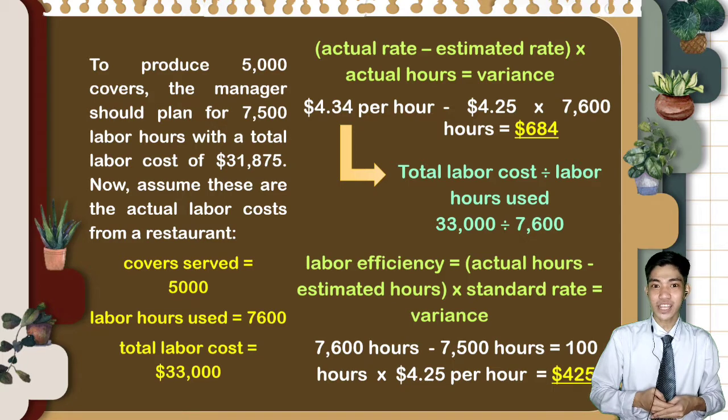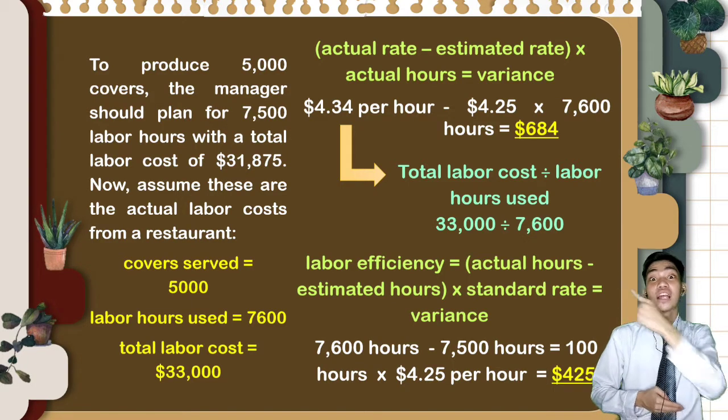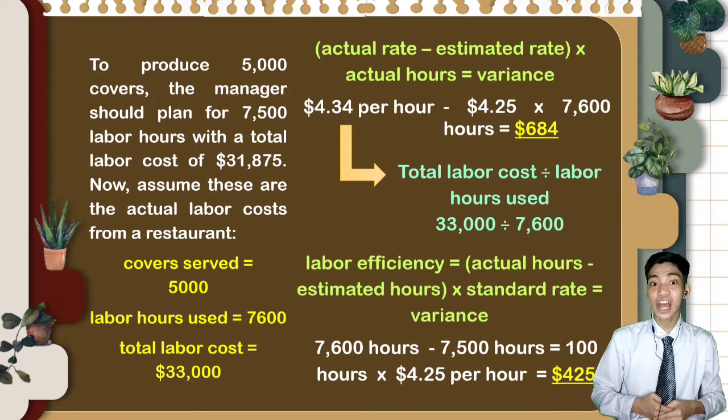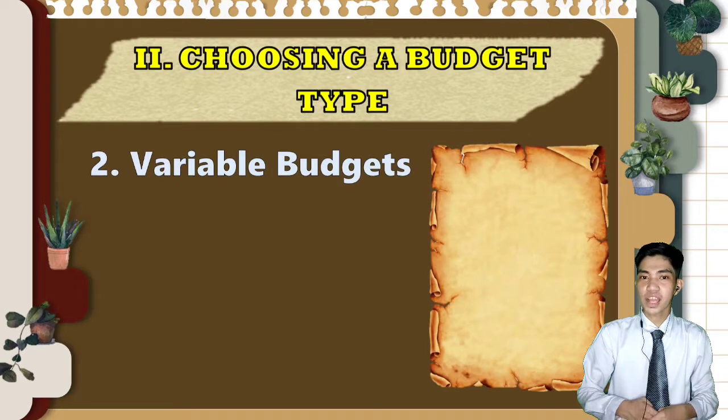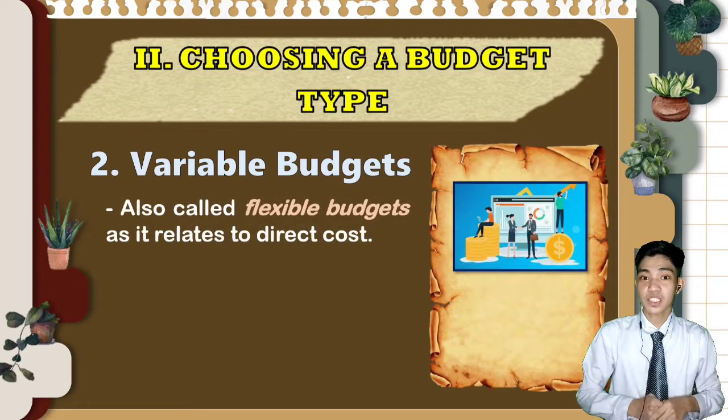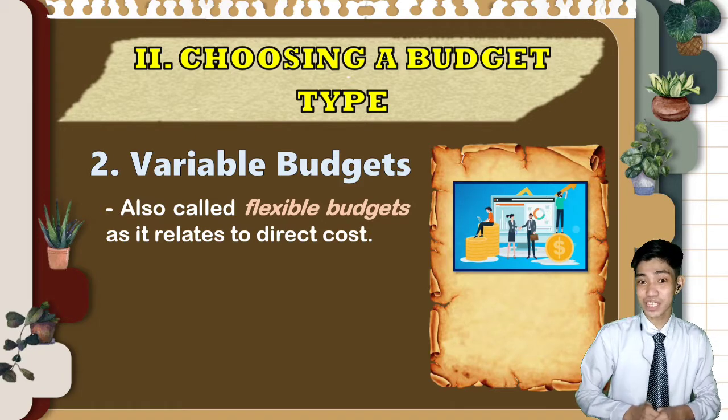So with this calculation na makikita nyo dito, the management can fully understand how the variance happen and work to avoid repeating mistakes. The second type class is what we call the variable budgets. So this is also called a flexible budget as it relates to direct costs. These are plans that are made to change with actual level of the business activity.